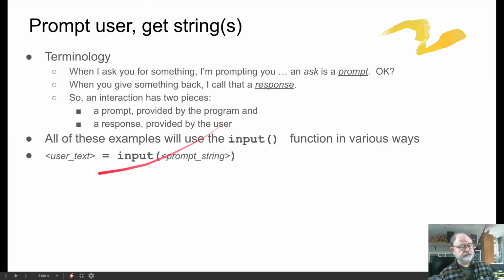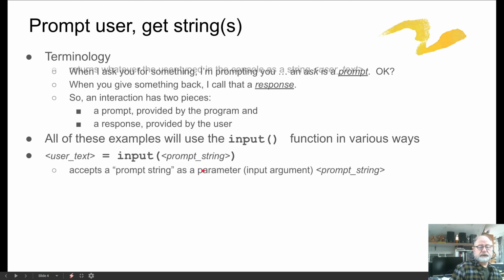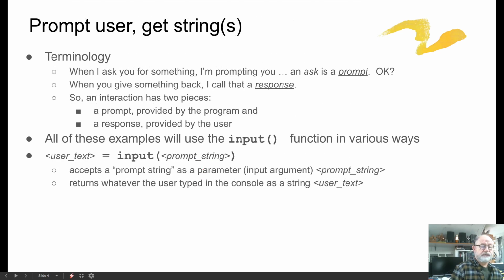This is the form of an input statement that assigns some text that the user has typed in the console to a variable which will be on the left-hand side of the assignment operator. And the input function accepts one parameter, and that is a string, which indicates the prompt. So it accepts a prompt string and it returns whatever the user typed in the console.